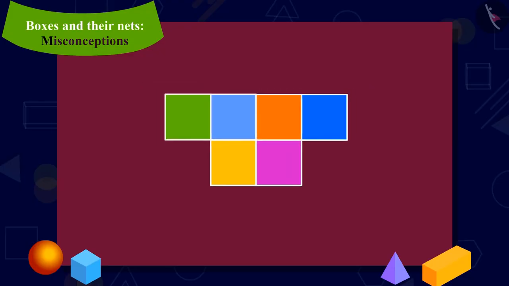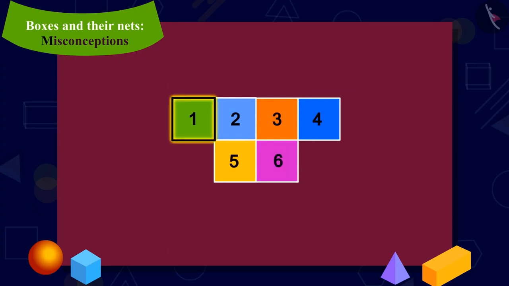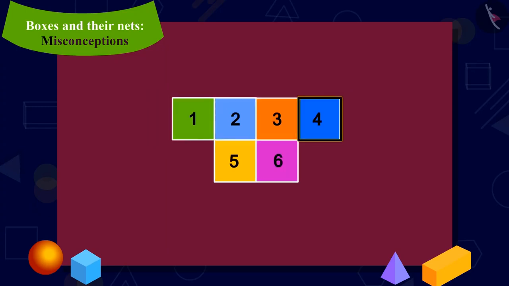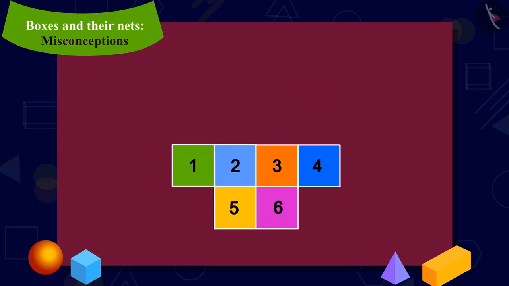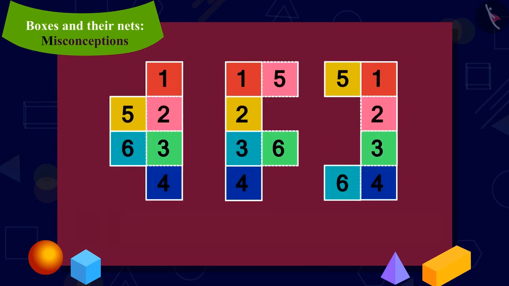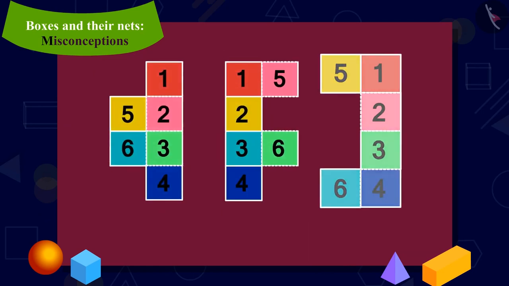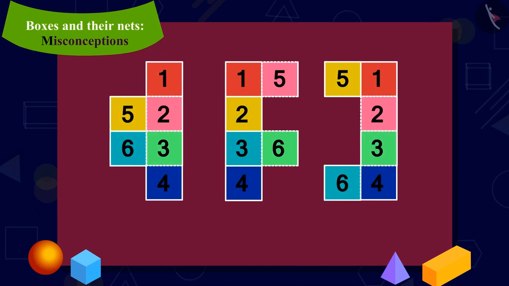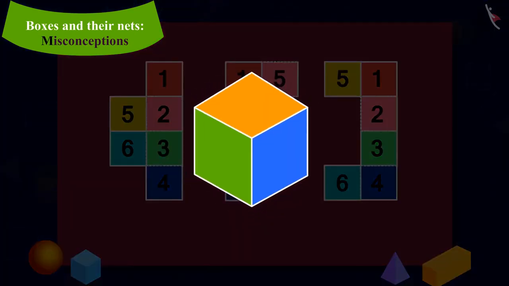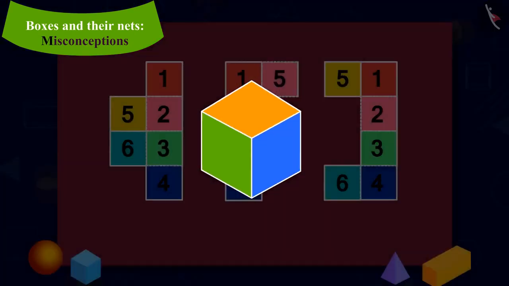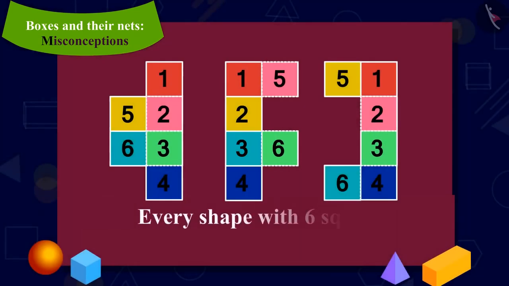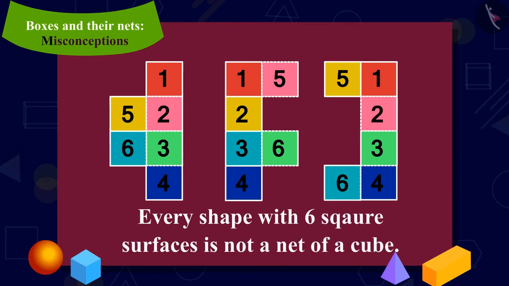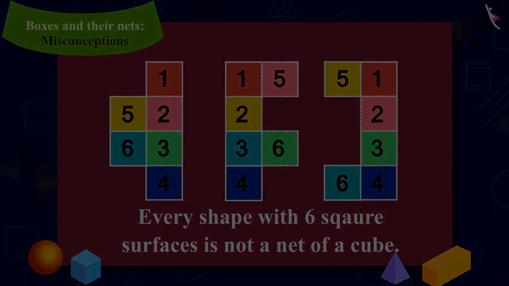Hey, this figure did have six surfaces. And all the surfaces were square. Yet I could not make a cube from it. Yes, kids, it is possible to have more such nets which have six square surfaces. But by folding them, we cannot make a cube. In other words, every shape with six square faces is not a net of a cube.